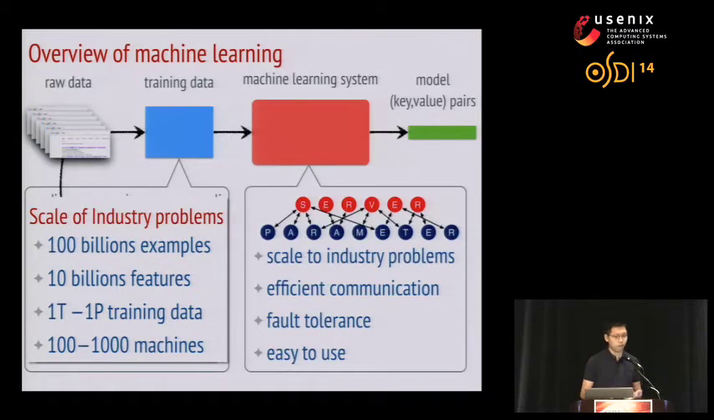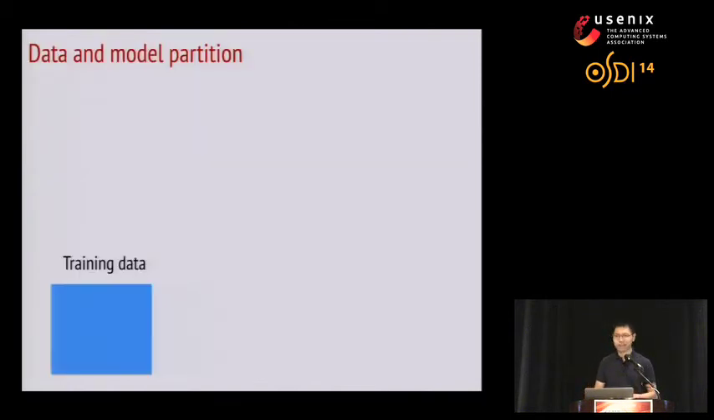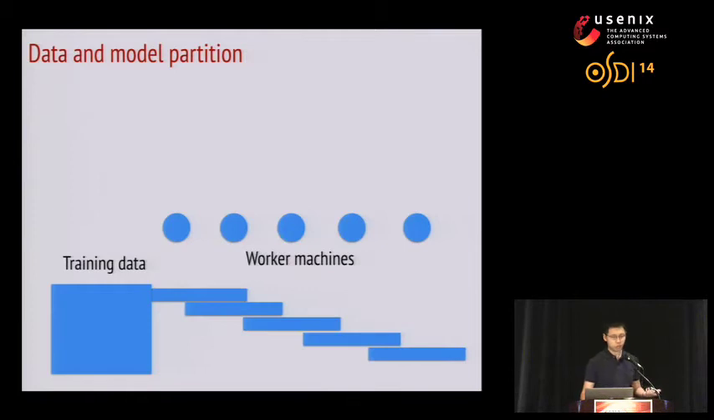In this talk, we focus on the machine learning system. We will present the parameter server. It scales to these problems, and it provides efficient data communication. It is fault tolerant and easy to use. Let's first discuss how to scale to these problems. Our first problem is that the training data is too large to fit into a single machine. What we can do is partition this training data across several workers. We call these worker machines.